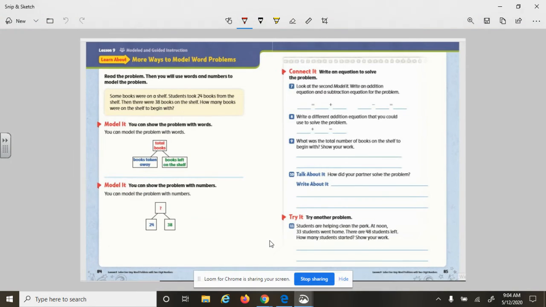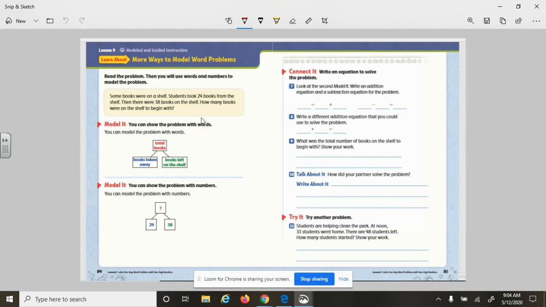Your next two pages, pages 84 and 85. Once again, page 84 just kind of tells you what to do on 85. So for 84, it says that some books were on a shelf. The students took 24 books from the shelf, and then there were 38 books on the shelf. How many books were on the shelf to begin with?